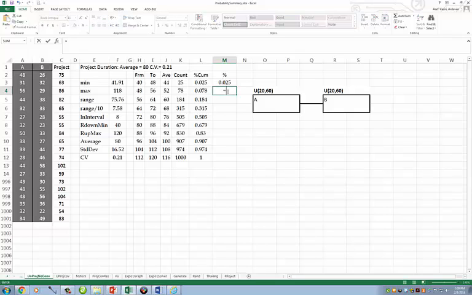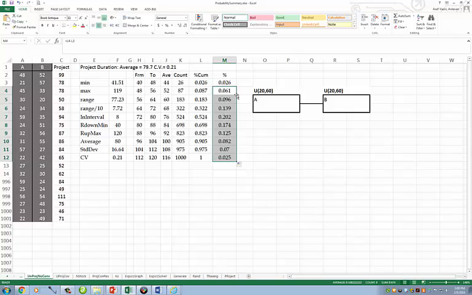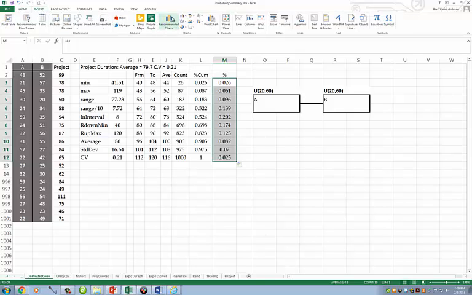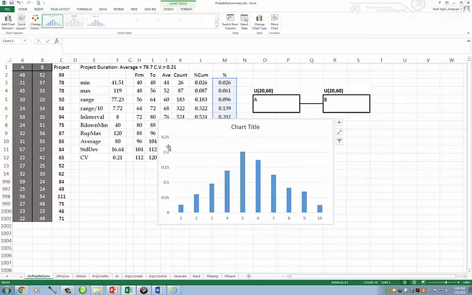And then I want to find the frequencies in each category. The first category is what it is. The second is the difference between these two. Enter, and then copy it down. Now I have frequencies in each category, and I have cumulative frequencies too. I'll go here, insert, chart, and I select this chart.